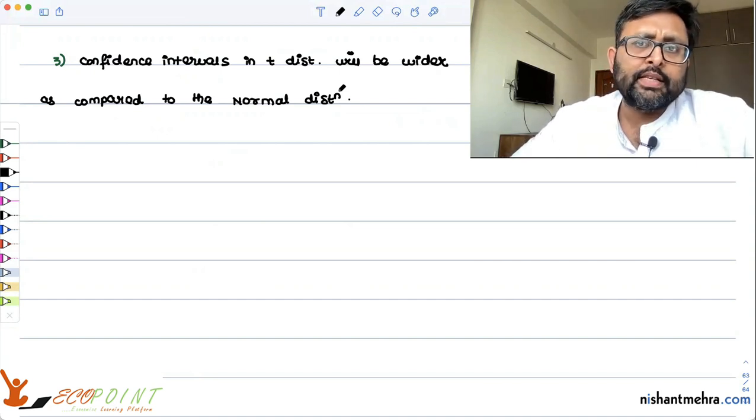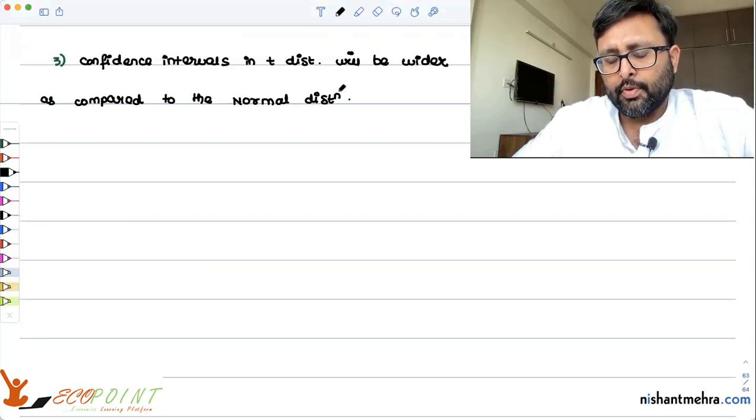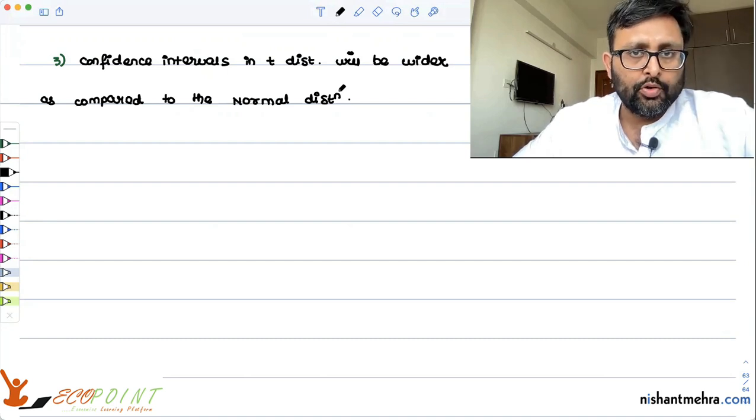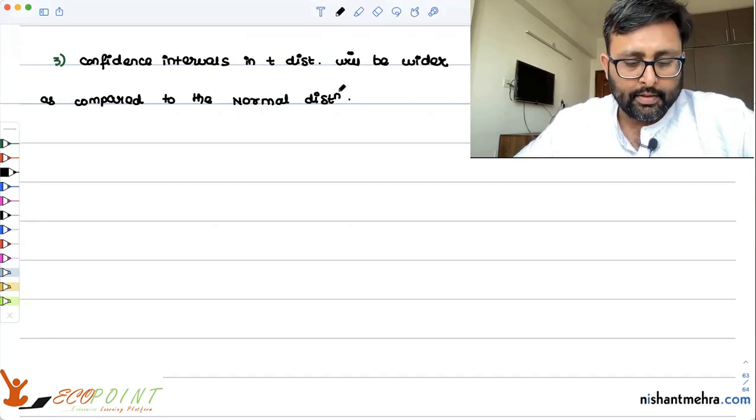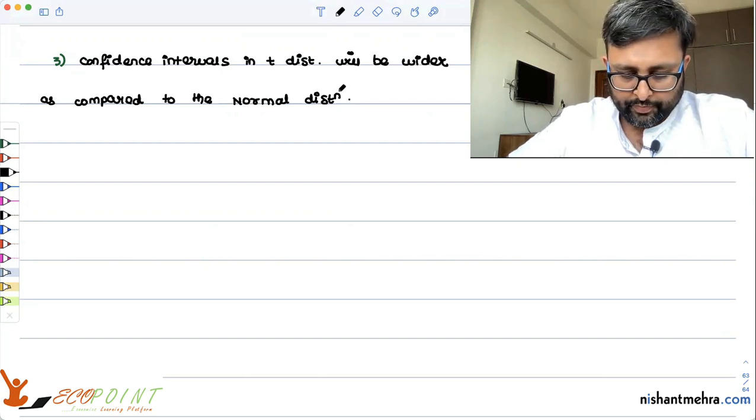I mean, the intuitive reasoning is simple: because there is a high probability of extreme values in case of T distribution as compared to the normal distribution, the confidence intervals are going to be also wider. Now, when you say confidence interval, it means the interval in which the value may lie, right? So T distribution is more widely spread out around the mean as compared to the normal distribution. I'll give you an example.